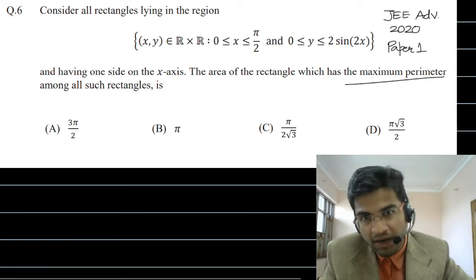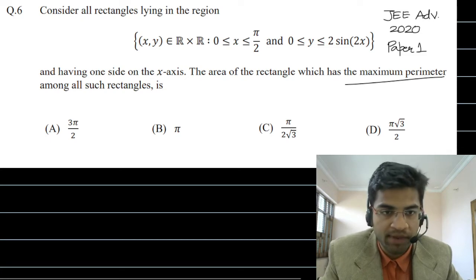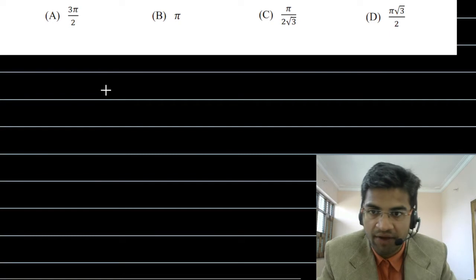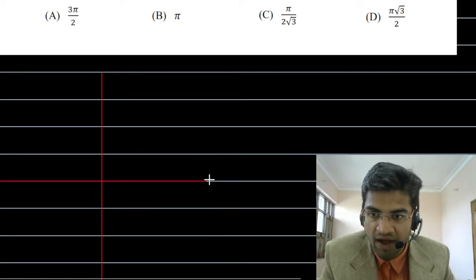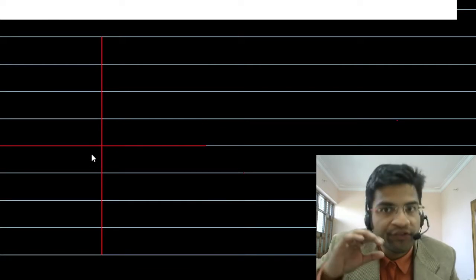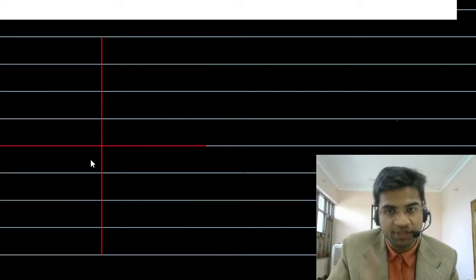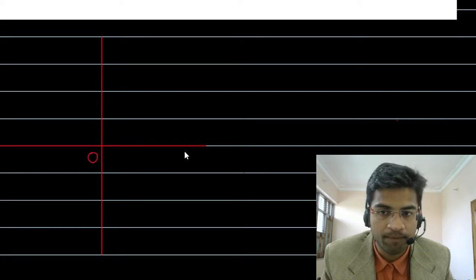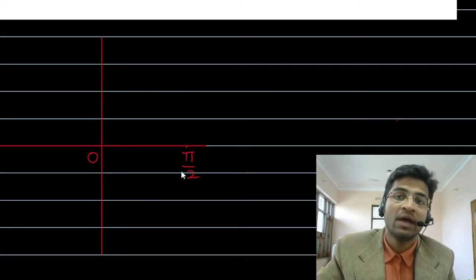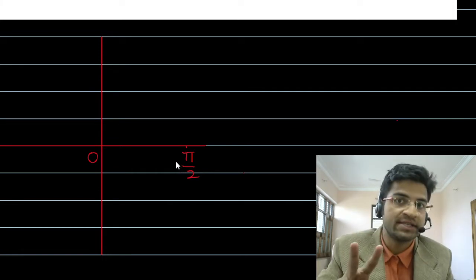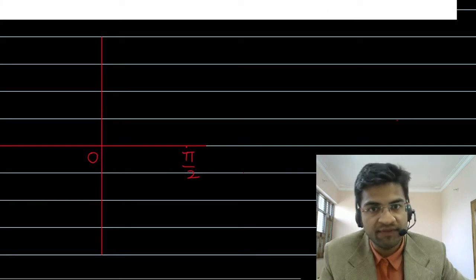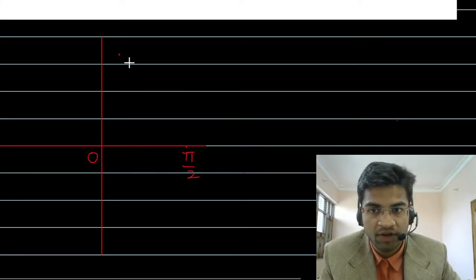Now let us make a rough figure to understand the question. First of all, we will draw a Cartesian graph. x is between 0 and pi by 2, so it is not on the negative side, it is on the positive side. So x is at any point between 0 and pi by 2, and there are 2 points. One side is lying on the x-axis. The figure must be of this nature.